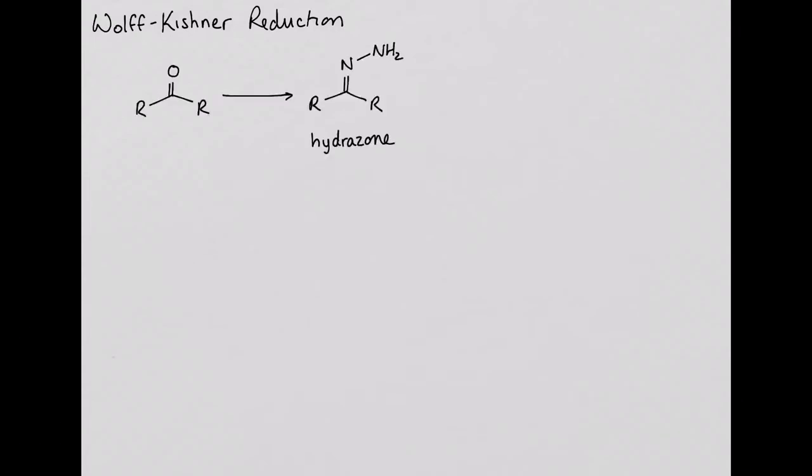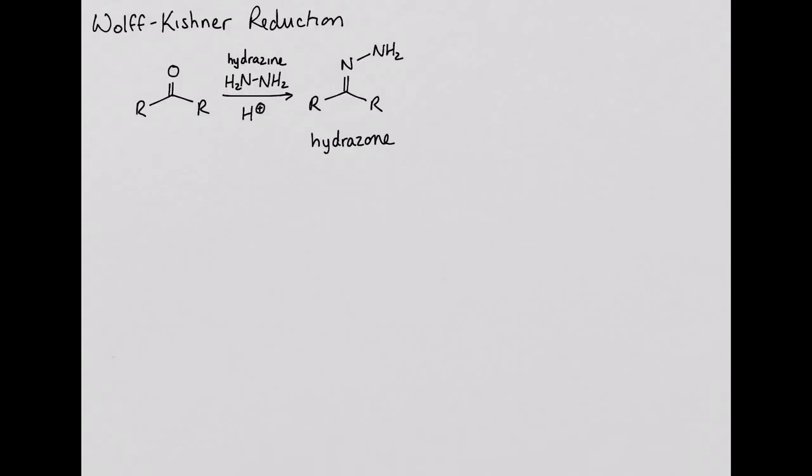The topic of this video will be the Wolff-Kishner reduction of aldehydes and ketones. The Wolff-Kishner reduction is a two-step process. In the first step, the ketone or aldehyde is converted to an imine-like intermediate, called a hydrazone. This reaction is carried out by treating the ketone or aldehyde with hydrazine, along with a strong acid catalyst.